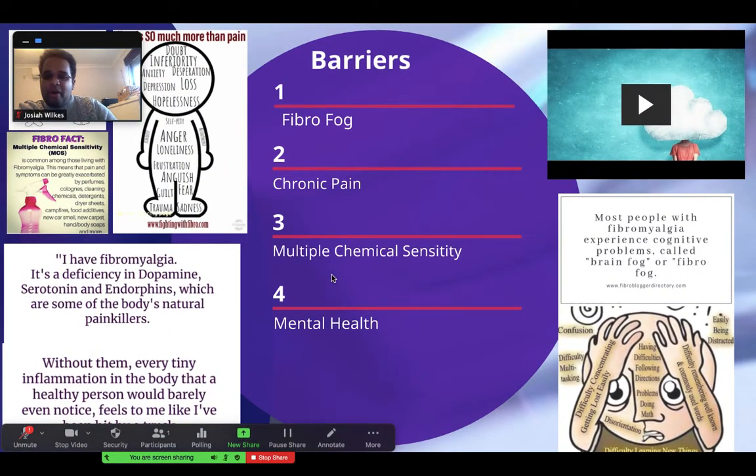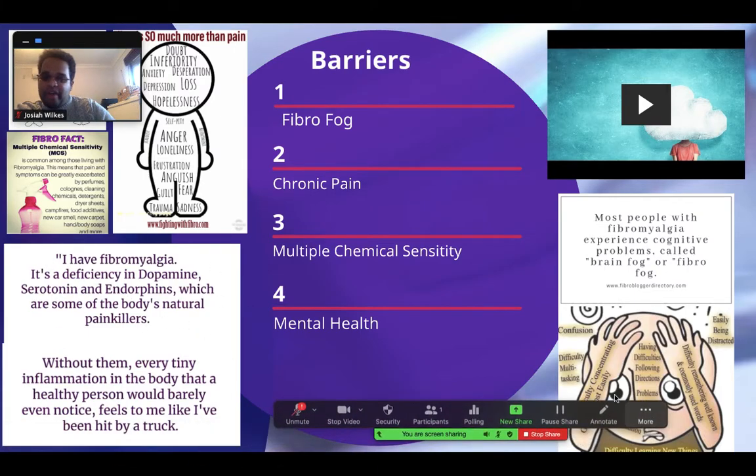So those are some of the barriers. This really sums up fibromyalgia in a nutshell over here. It says, I have fibromyalgia. It's a deficiency in dopamine, serotonin, and endorphins, which are some of the body's natural painkillers. Without them, every tiny inflammation in the body that a healthy person would barely even notice feels to me like I've been hit by a truck.